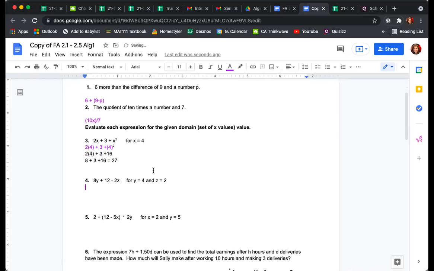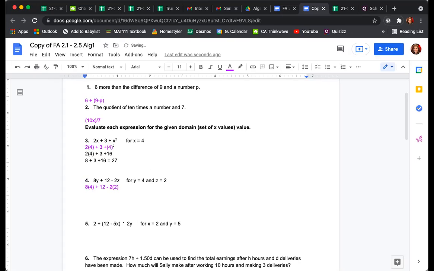Number four is the same directions. Evaluate each expression for the given domain. Here I have two different variables, y equals 4 and z equals 2. So instead of 8y, I'm going to say 8 parentheses 4, close parentheses, plus 12 minus 2, instead of z, 2 times 2. So I'm going to open up parentheses and I'm going to put 2 in the place of that variable.